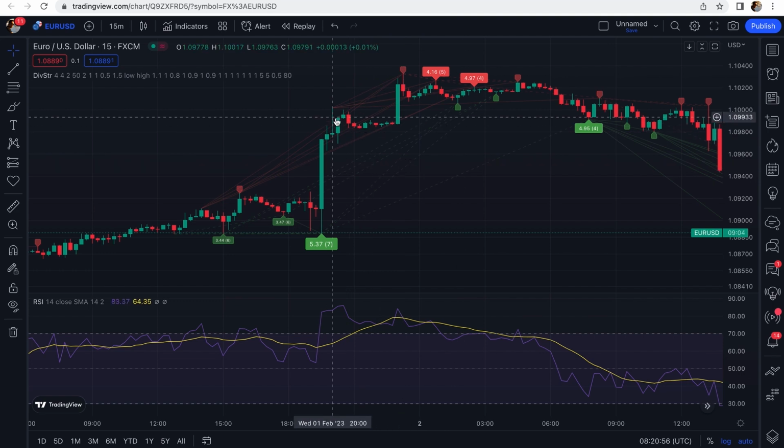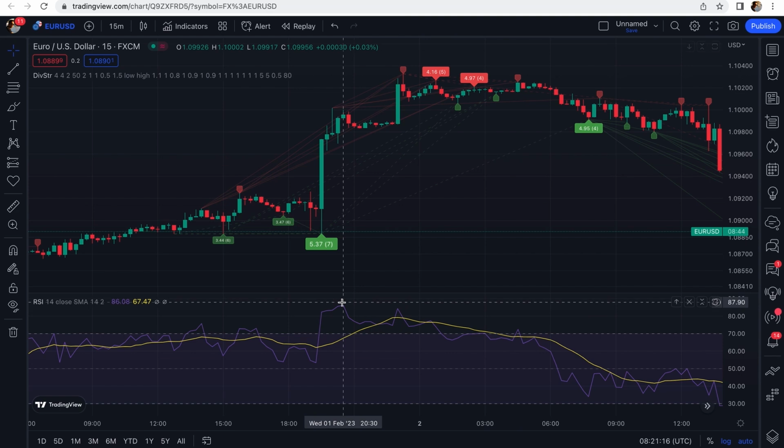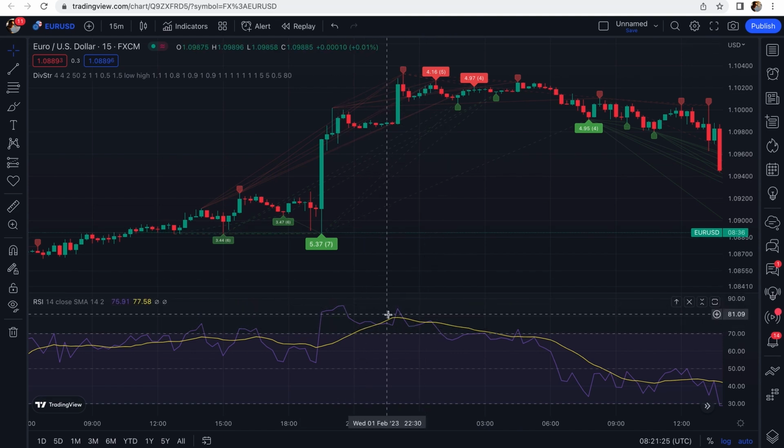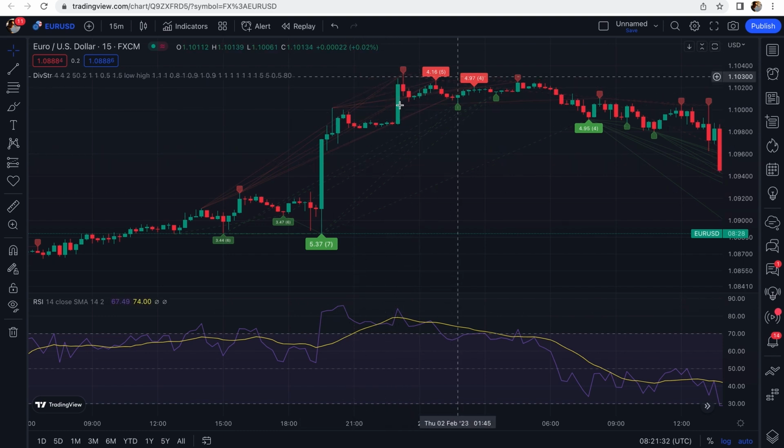For example, here in this part of the chart, you can see that the price is making a higher high, but RSI is making a lower high. And this is a divergence, a bearish divergence. It shows that the upside momentum is weakening and the downside momentum is gaining strength.